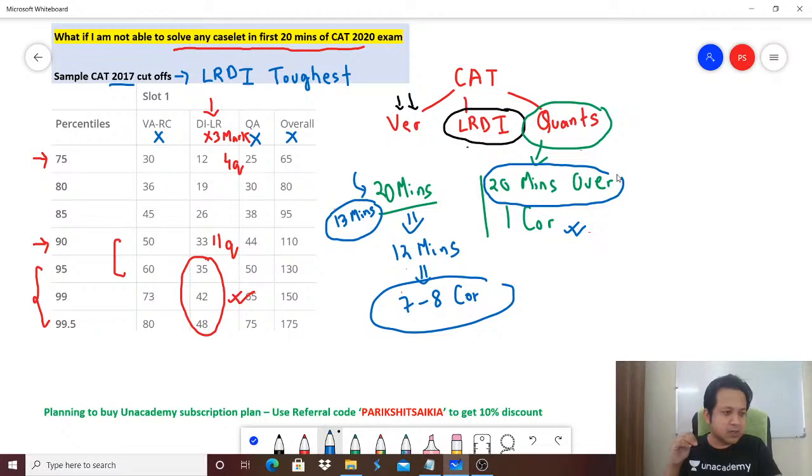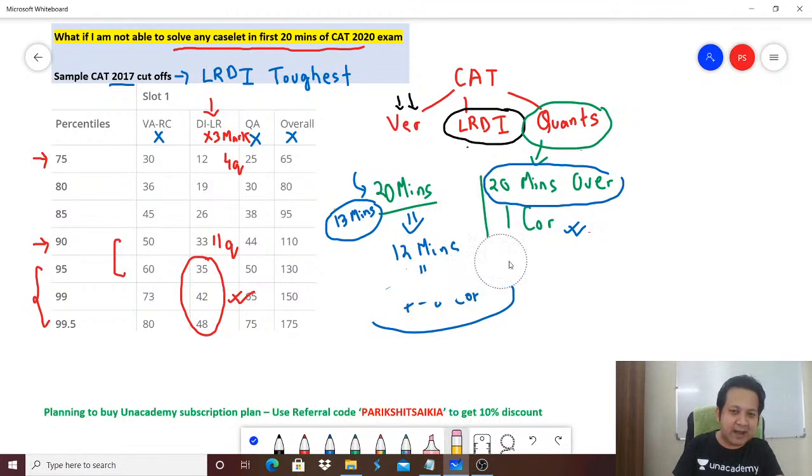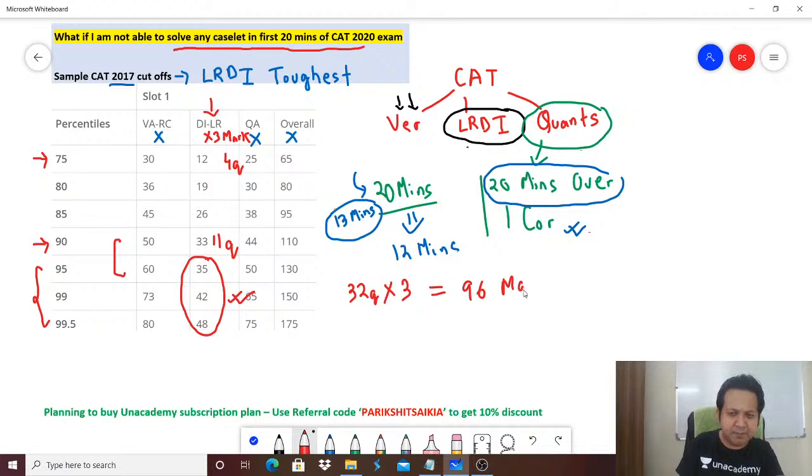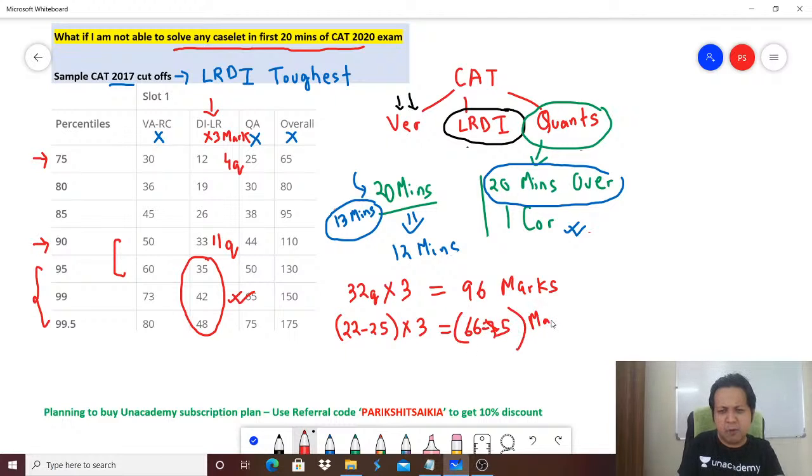Sarthak is asking, sir, earlier I was scoring 30 plus, but now my score has dropped. I'm getting too nervous. So Sarthak, definitely your score will drop. If initially LRDI had 32 questions and 3 marks each was your maximum, so 96 marks was the paper initially. Now obviously the number of questions will hover around 22 to 25, and even at 3 marks each, the maximum marks will be 66 to 75. So accordingly, your marks will also drop.